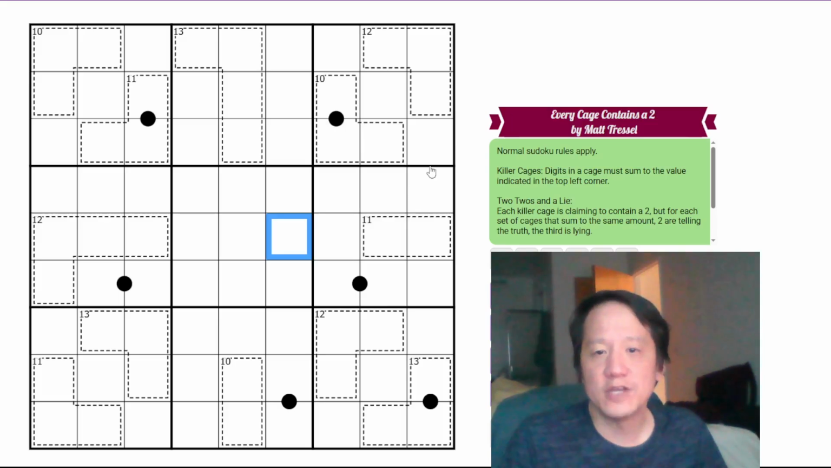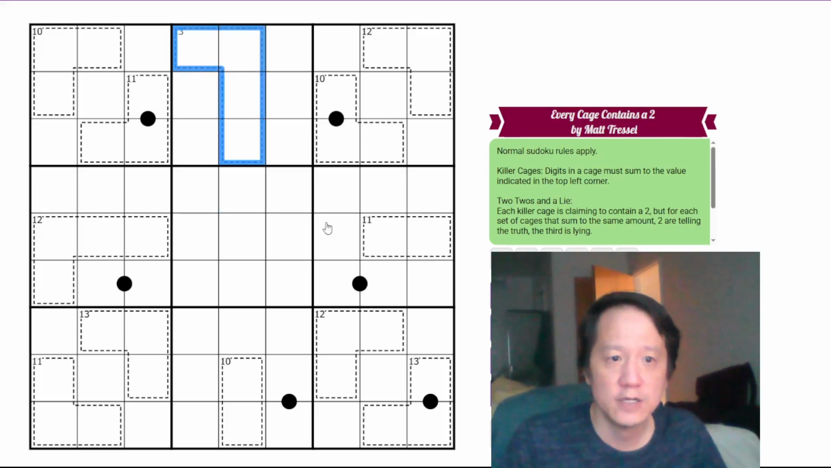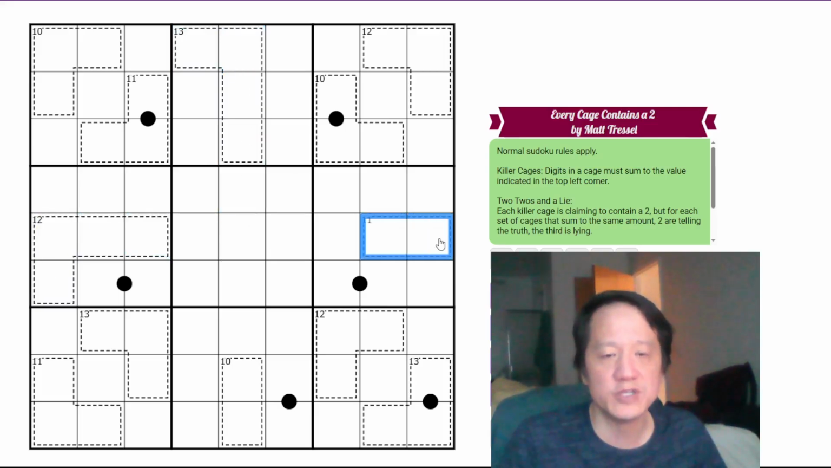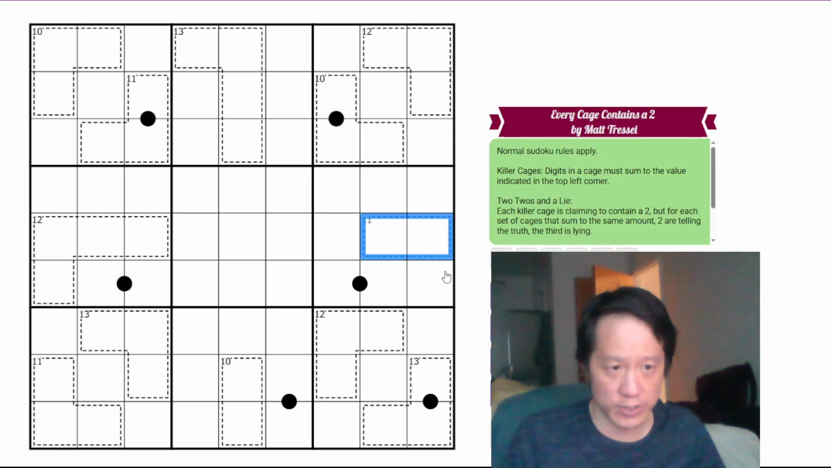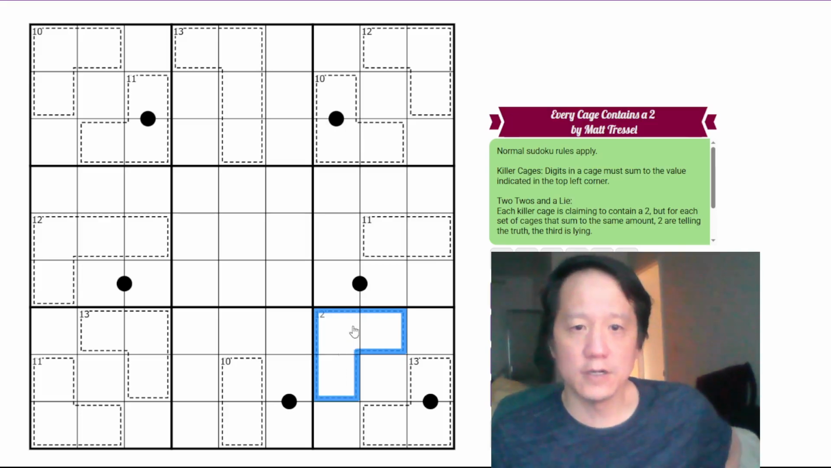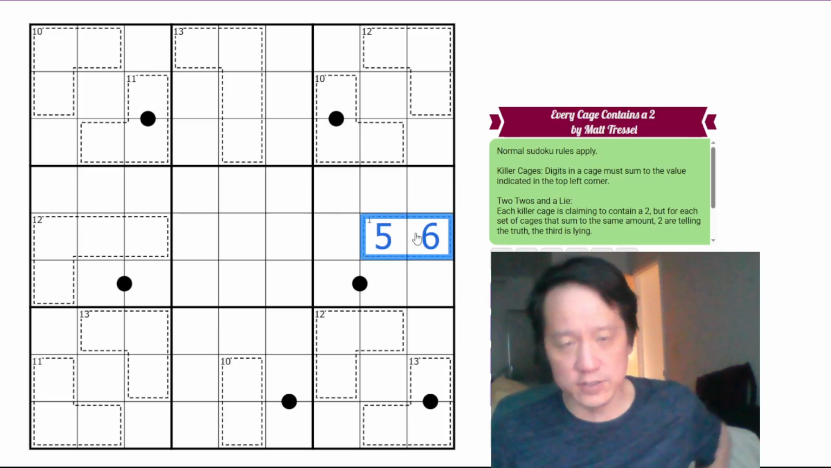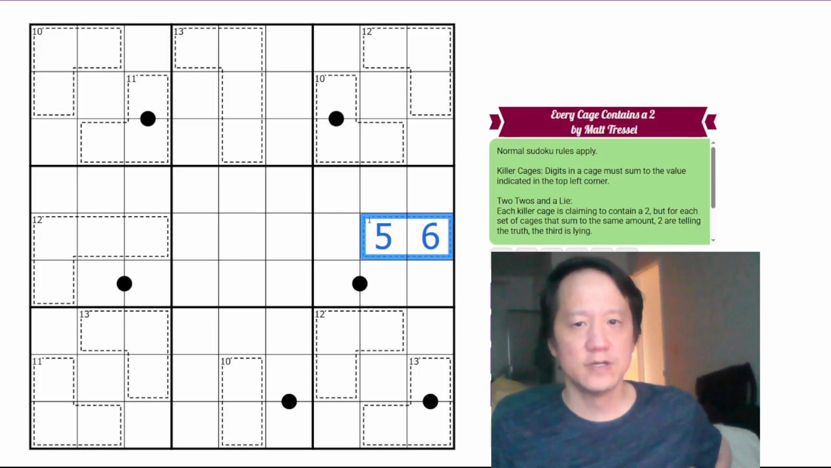We also have killer cages, where digits in a cage must sum to the value indicated in the top left corner of the cage. So these 3 digits must add up to 10, these 4 must add up to 13, these 4 must add up to 12, these 2 must add up to 11, etc. As an example, if this were a 5, this would have to be a 6, because these 2 digits must add up to 11. That's an example of how killer cages work.